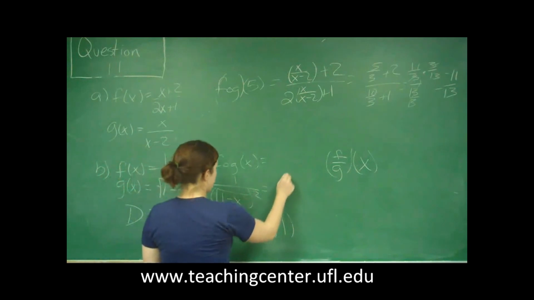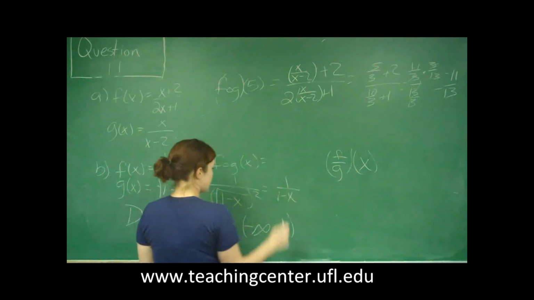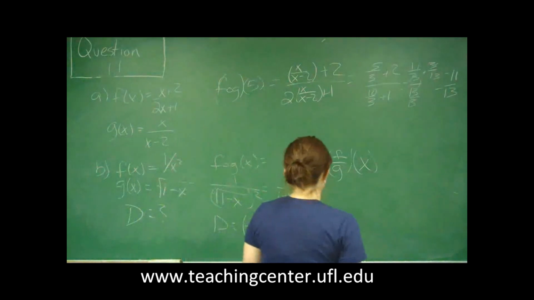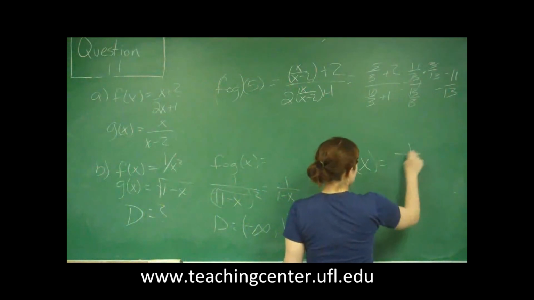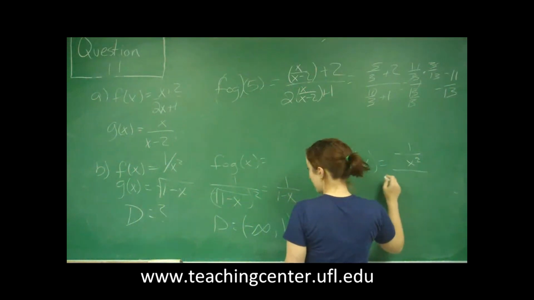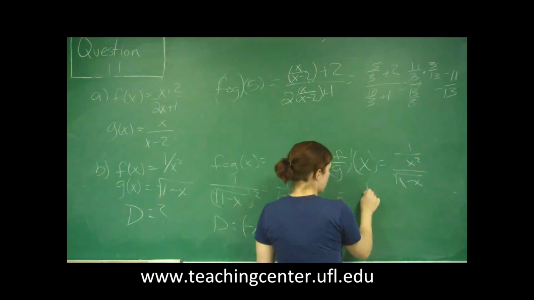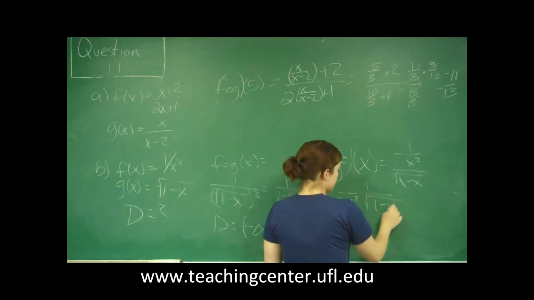And then you could also rewrite it as 1 over (1 - x). And then for f of g of x, that would be equal to 1 over x squared over the square root of (1 - x), which is equivalent to 1 over x squared times the square root of (1 - x).